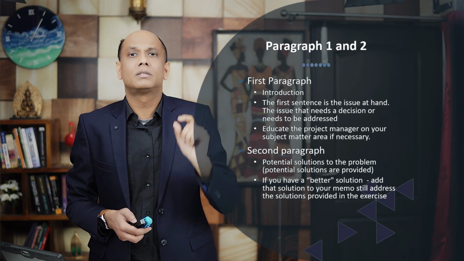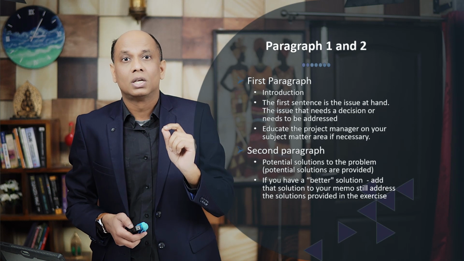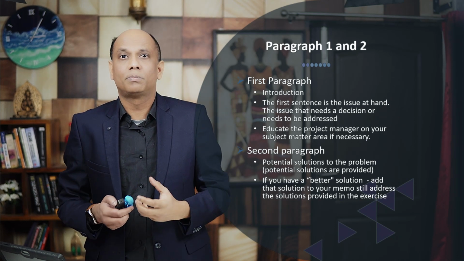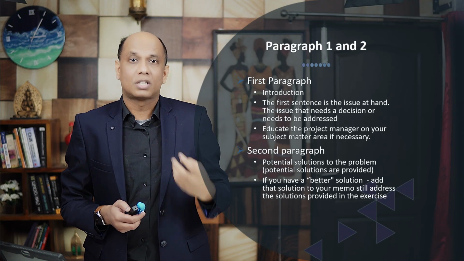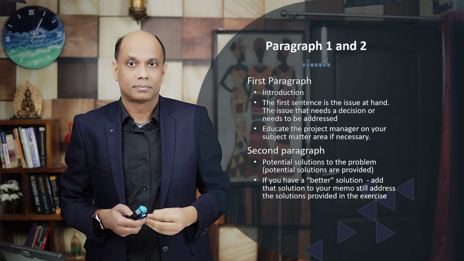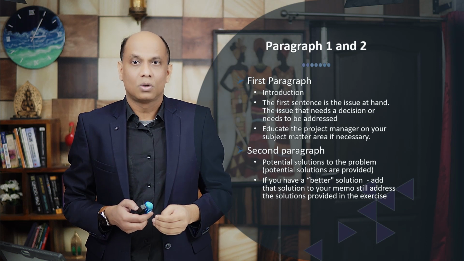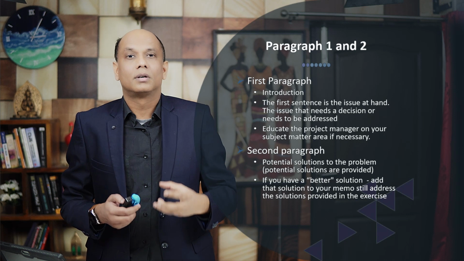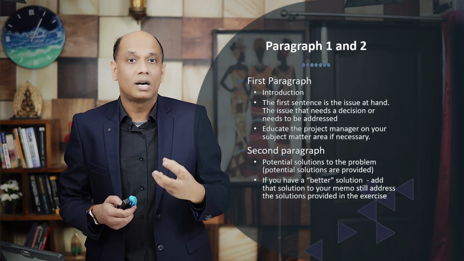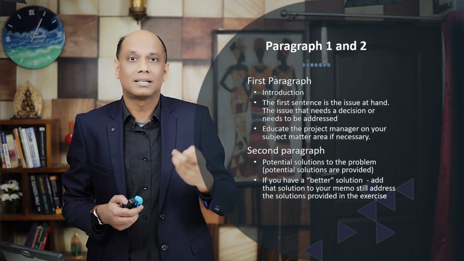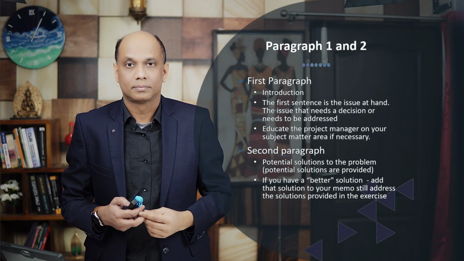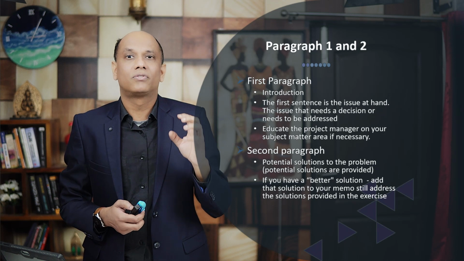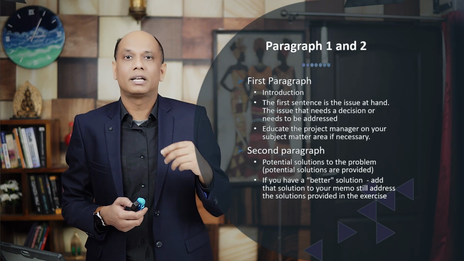The second paragraph is the potential solution, the background of the potential solution or the start of the potential solution. So how you are going to provide the potential solution, that's a question we have. The problem statement itself can provide you certain potential solutions.